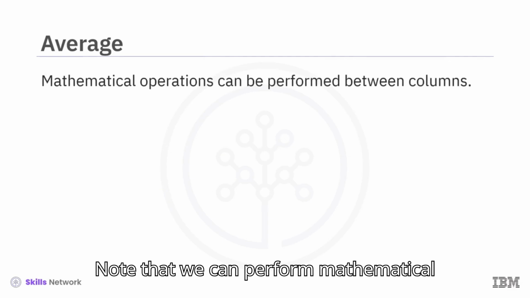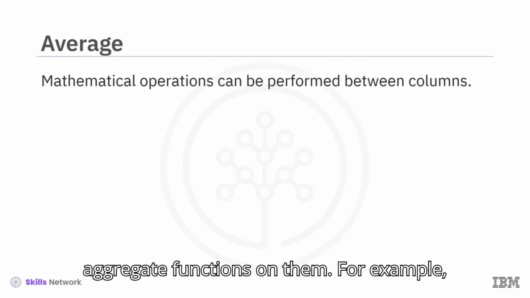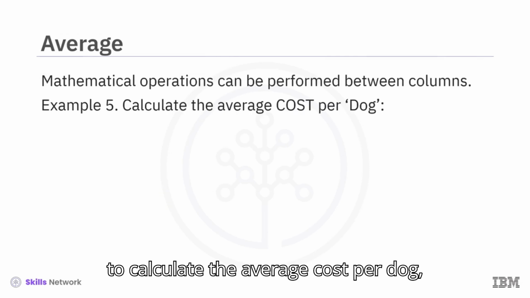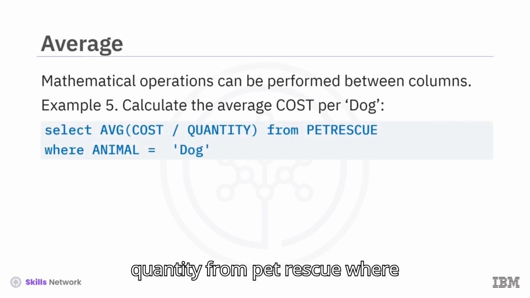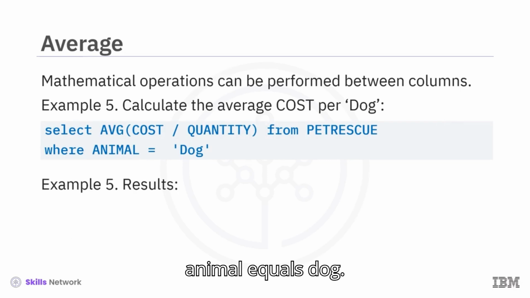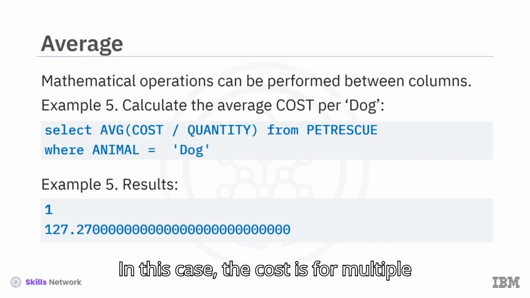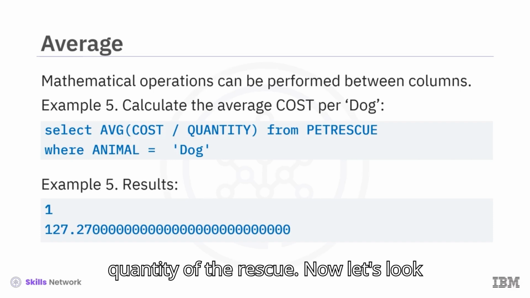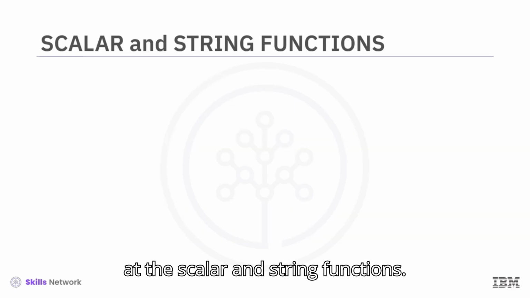Note that we can perform mathematical operations between columns and then apply aggregate functions on them. For example, to calculate the average cost per dog: select average(cost divided by quantity) from pet rescue where animal equals dog. In this case, the cost is for multiple units, so we first divide the cost by the quantity of the rescue. Now let's look at the scalar and string functions.